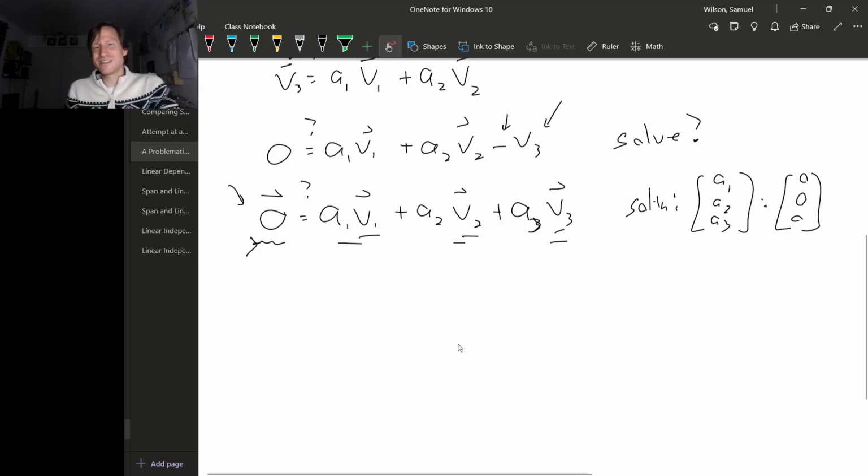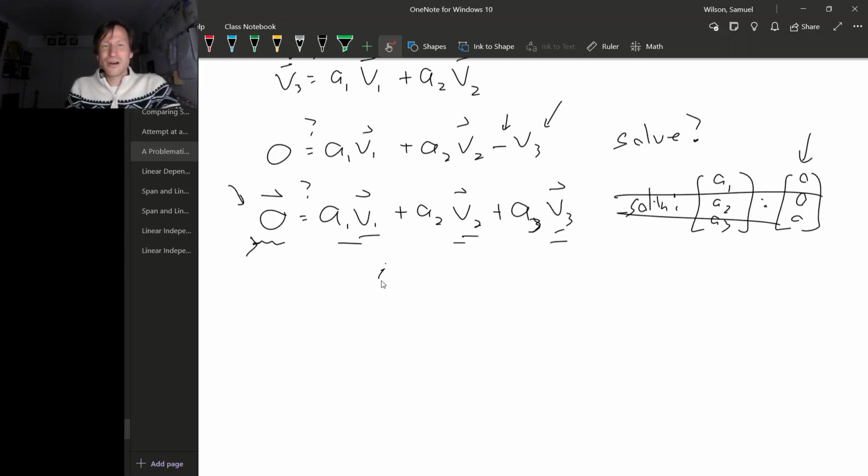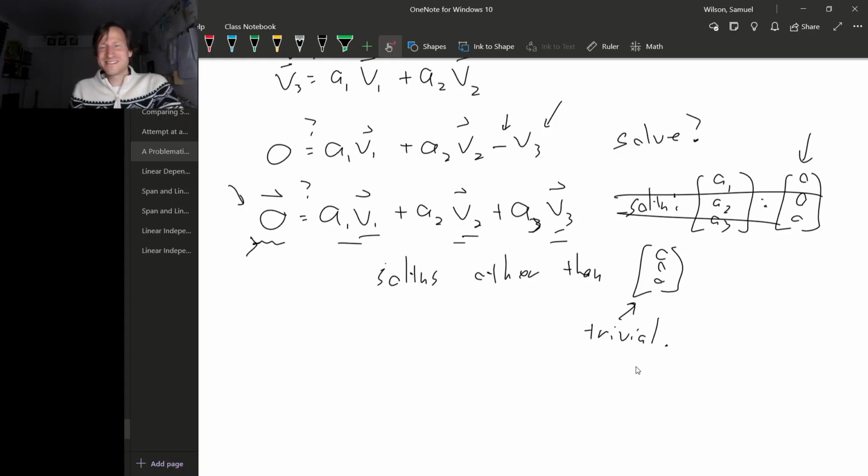So what we're really interested in is, are there any solutions to this equation other than this solution, right? So the question that we want to know is, are there solutions other than just all zeros? Since this is the solution of all zeros to a homogeneous equation, remember we call this the trivial solution, because every homogeneous system has this as a solution. So when we ask whether this equation has solutions, we're really looking for non-trivial solutions.